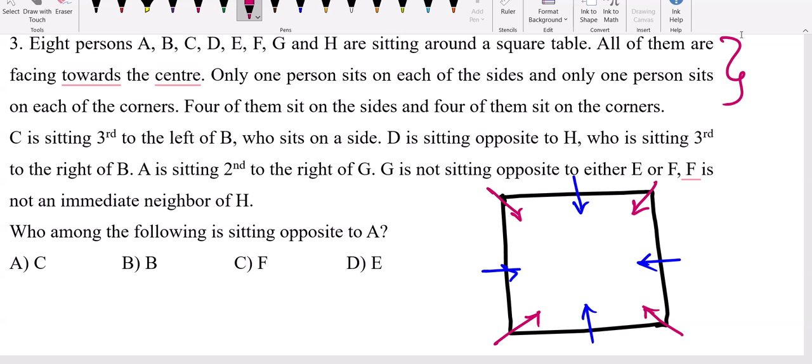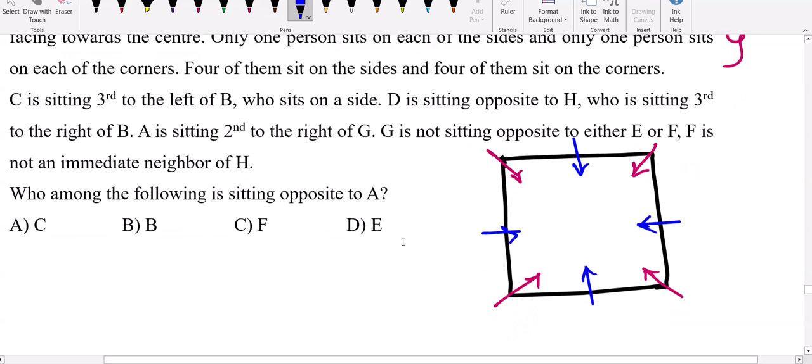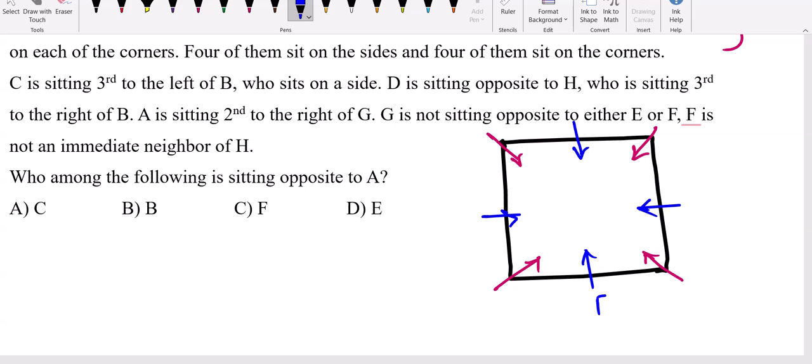C is sitting third to the left of B, who sits on a side, not at the corner. B sits at the side. You take any position. You start somewhere. Right. So I'm putting B at the side. I'm taking this is the side. B is at the side. Now C is third to the left of B. As you are facing towards the center, left means you are going clockwise. This way. For this, left means this way. 1, 2, 3. C is here. C's place is that. Okay.